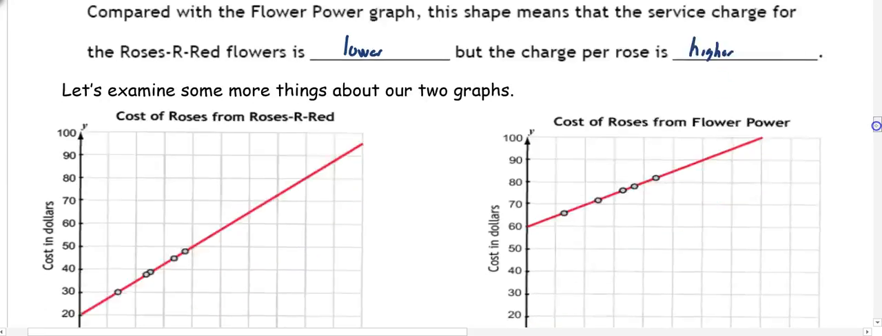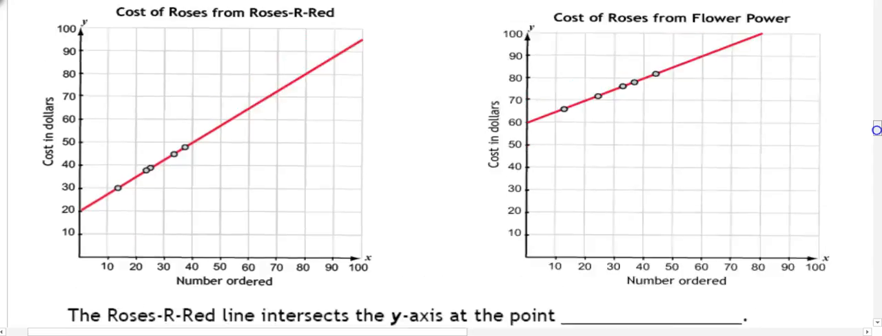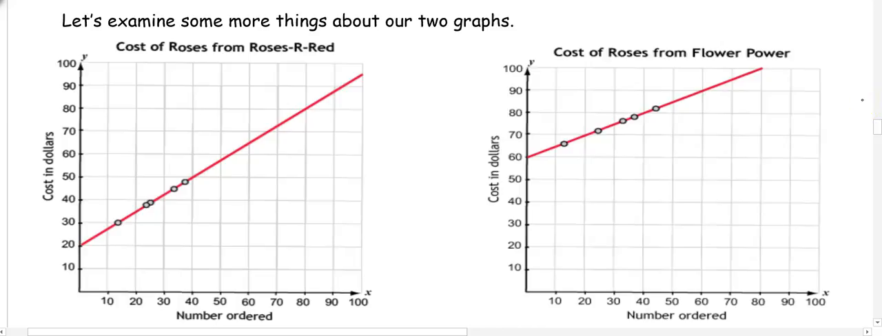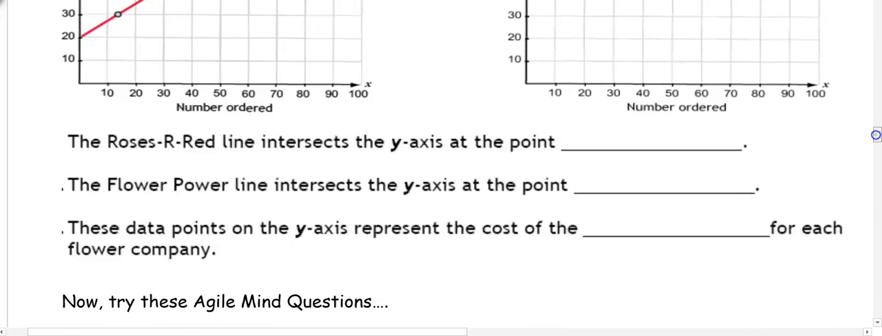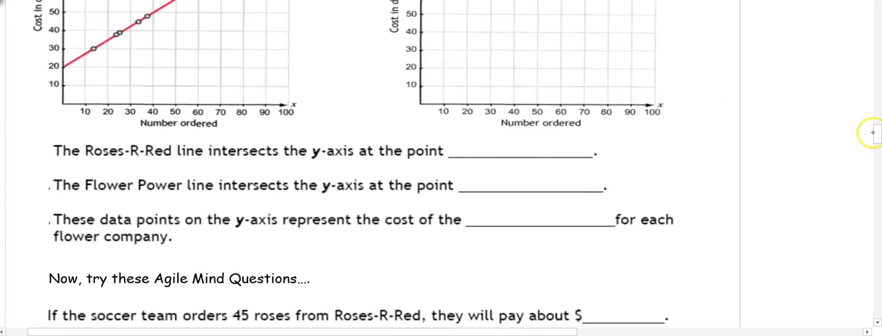So let's look at some more things about the graphs. So this graph is shown again with the line just so we can see a couple more things. So notice that we have numbers ordered on the x's, we have costs in dollars on the y's. So if we notice looking at where they intersect on the y-axis. So if I look at the y-axis, remember the y-axis is our vertical axis. So this is our y-axis on both graphs.